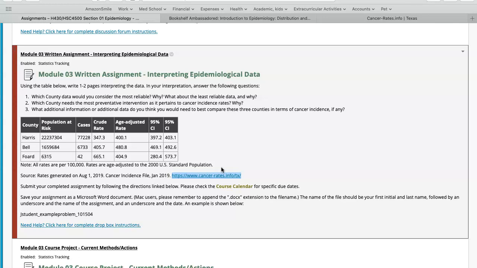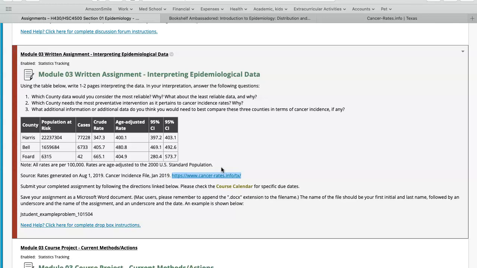And if you were looking at which county needs the most preventative interventions, you're going to look at the county where the burden of cancer is most significant.